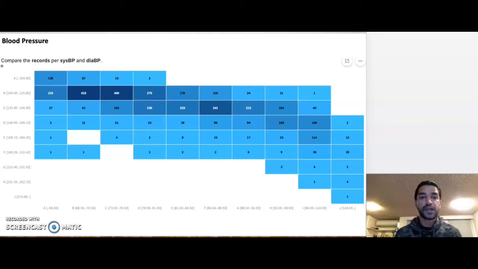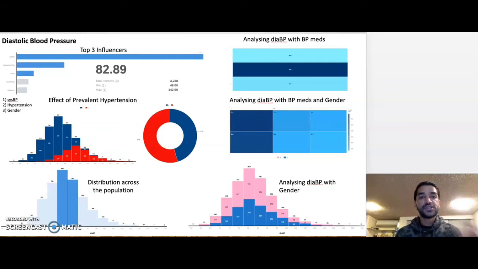Next, moving on to blood pressure. This is an overview of the average category of blood pressure and the number of people in each of those categories. The blood pressure is diastolic and systolic blood pressure. Diastolic is the lower pressure. That's when the heart rests between heartbeats, when the arteries pump blood into the heart. So the average diastolic blood pressure is 82.89 for this population. The key influences for this attribute in this data set is systolic blood pressure, hypertension, and gender.